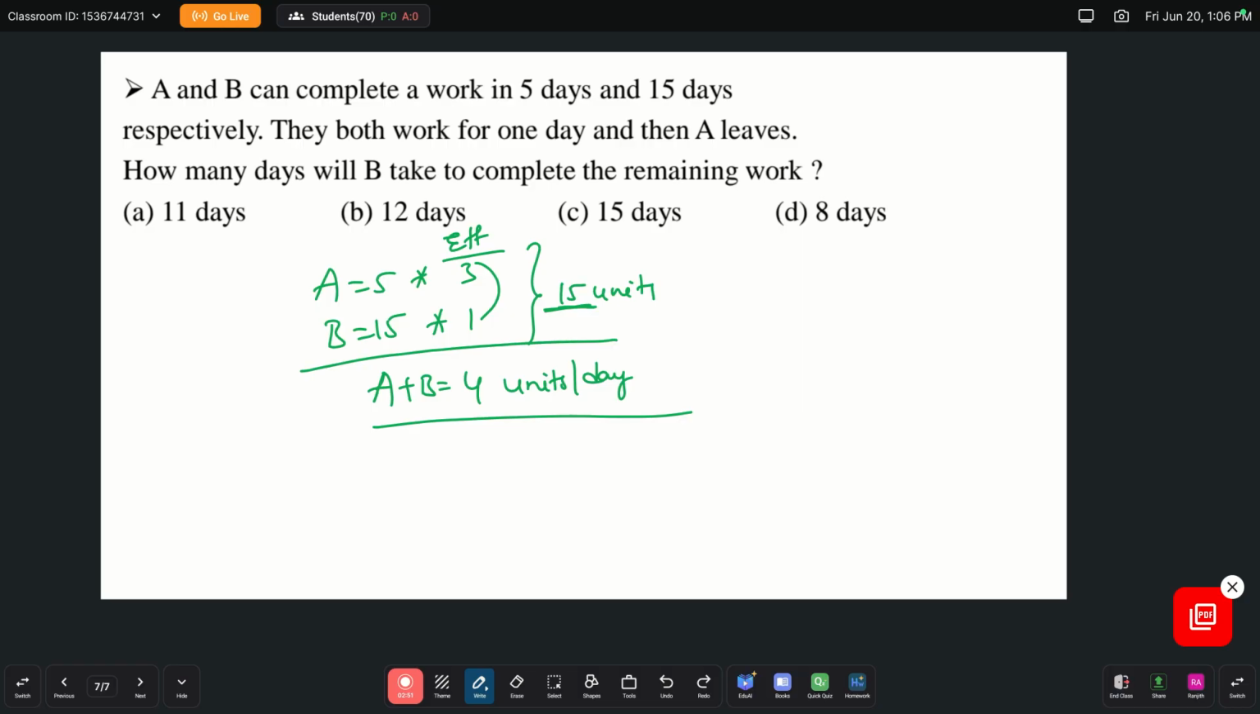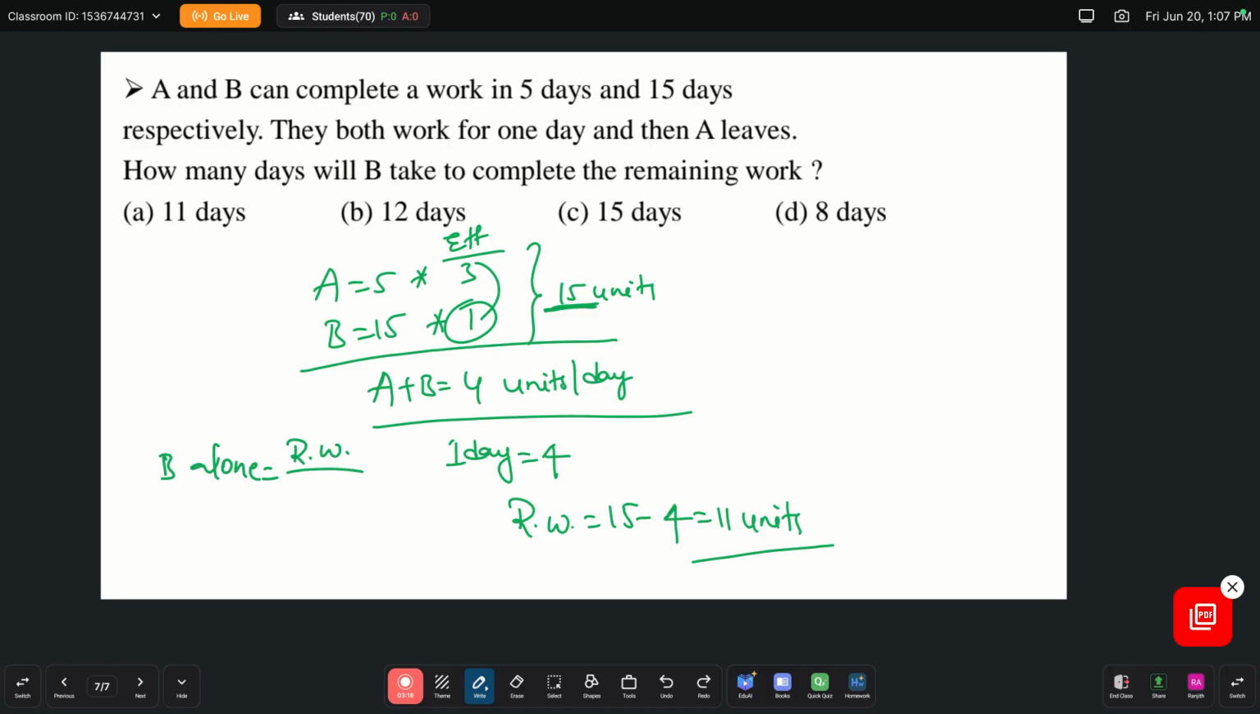Both A and B work for 1 day. 1 day equals 4 units. Total work equals 15 units. Then the remaining work equals 15 minus 4, which equals 11 units. This 11 units has to be completed by B alone. B alone equals remaining work by efficiency of B. Remaining work equals 11. Efficiency of B equals 1. 11 by 1 equals 11 days. B alone can complete the remaining work in 11 days.